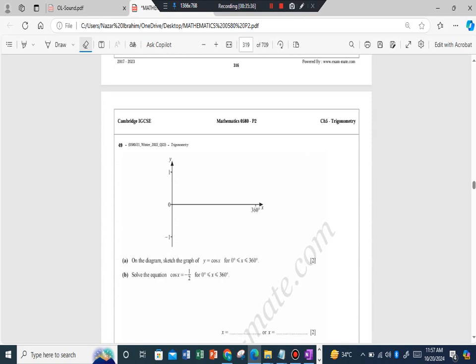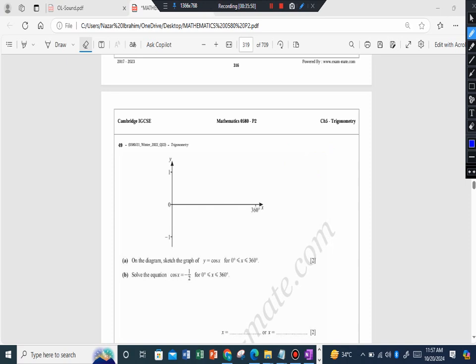Question number 49. Graph of cos, right, from 0 to 360. Again, as I told you about sine, the curve is like this. For cos, the curve is like this, right? We should keep this in mind. We should learn this, right? So for the cos curve, it is like this.